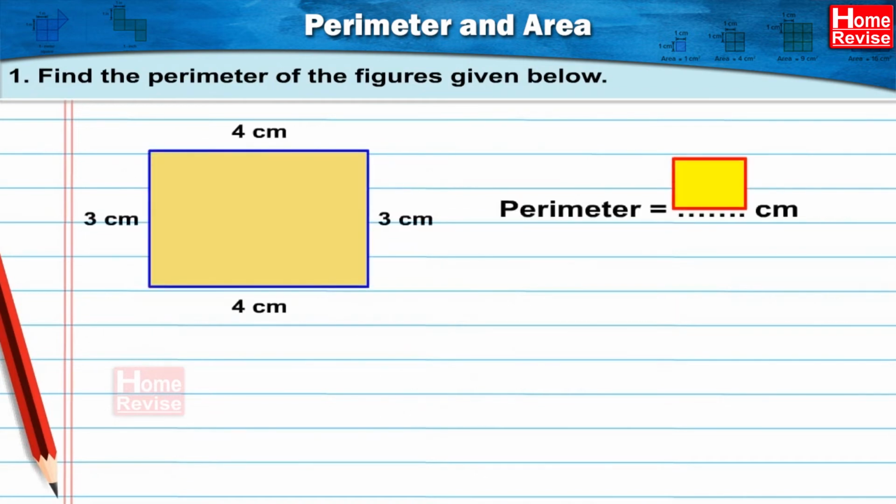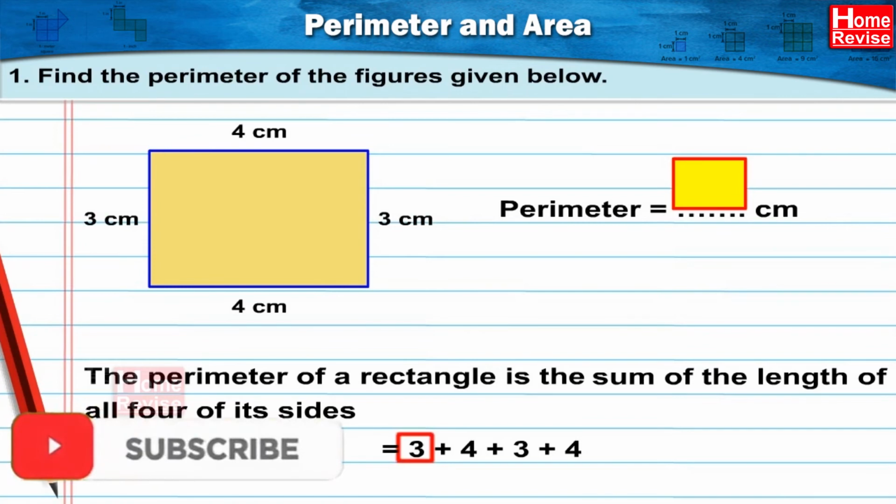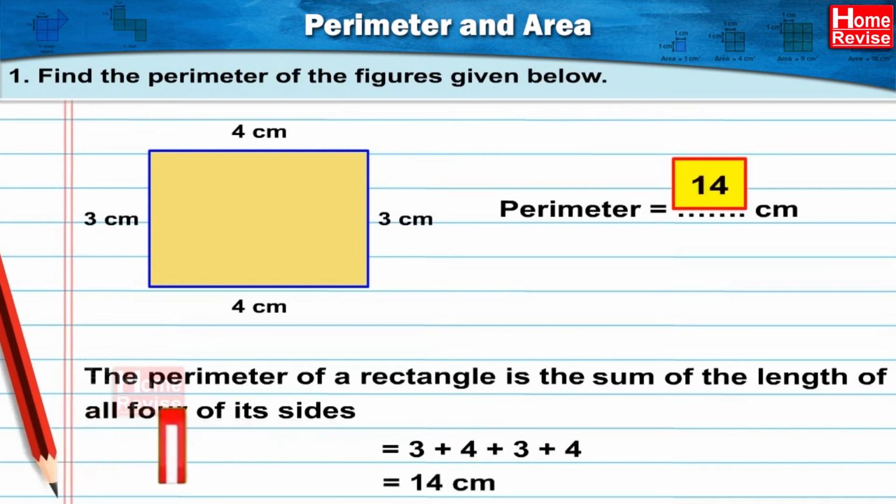Last is a rectangle. This is also a rectangle. This rectangle has sides 3 cm, 4 cm, 3 cm and 4 cm. So the perimeter is the sum of all the sides of the rectangle, which means 3 plus 4 plus 3 plus 4, that is equal to 14 cm.